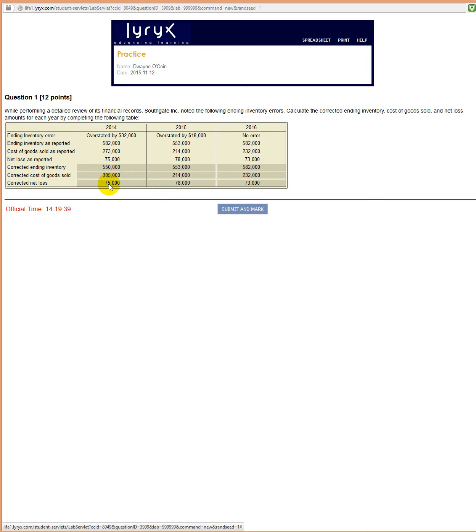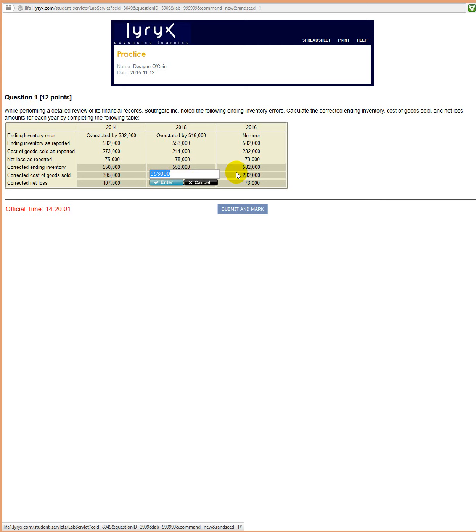And then, since this is the net loss, if we increase our cost of goods sold, an increase in cost of goods sold increases the amount of the net loss. So we take 75,000 and we do the same thing. We add the 32,000 because it's going to increase the amount of the loss. And that's a little bit of a trick that Dirks is doing to us there. Okay, then we go on to 2015.